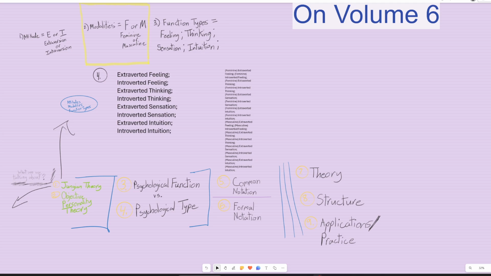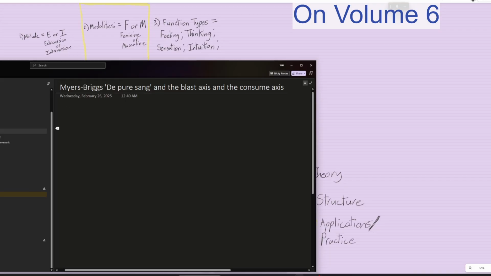On Volume 6, I guess in future episodes we'll work through those title-first contents and try to put some flesh on those bones. Myers-Briggs Day-Per-Sang, and the blast axis and the consume axis.